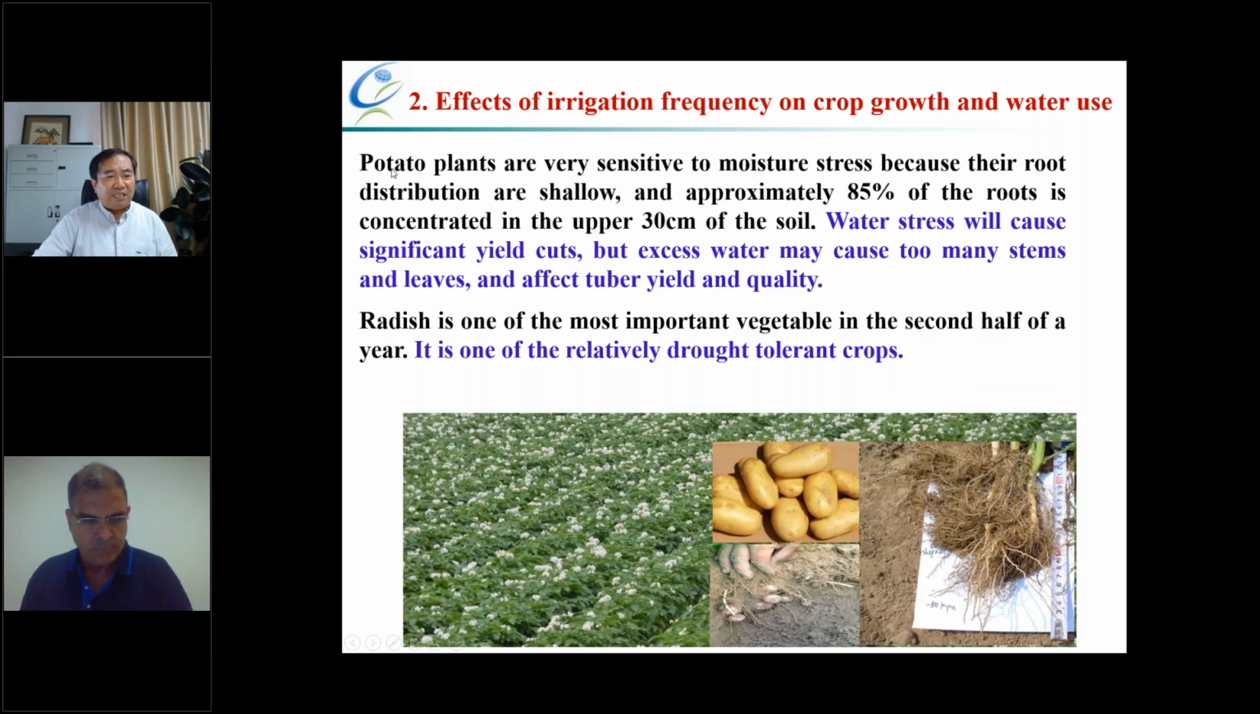And why did we choose potato and radish? Because potato plants are very sensitive to moisture stress because their root distribution is shallow. About 85% of the roots are concentrated in the upper 30 centimeters of the soil. Water stress will cause significant yield cuts, but excess water may cause too many stems and leaves and affect the tuber yields and quality. Radish is one of the most important vegetables of the half year. It is one of the relatively drought tolerant crops. You see, we chose two kinds of different crops.